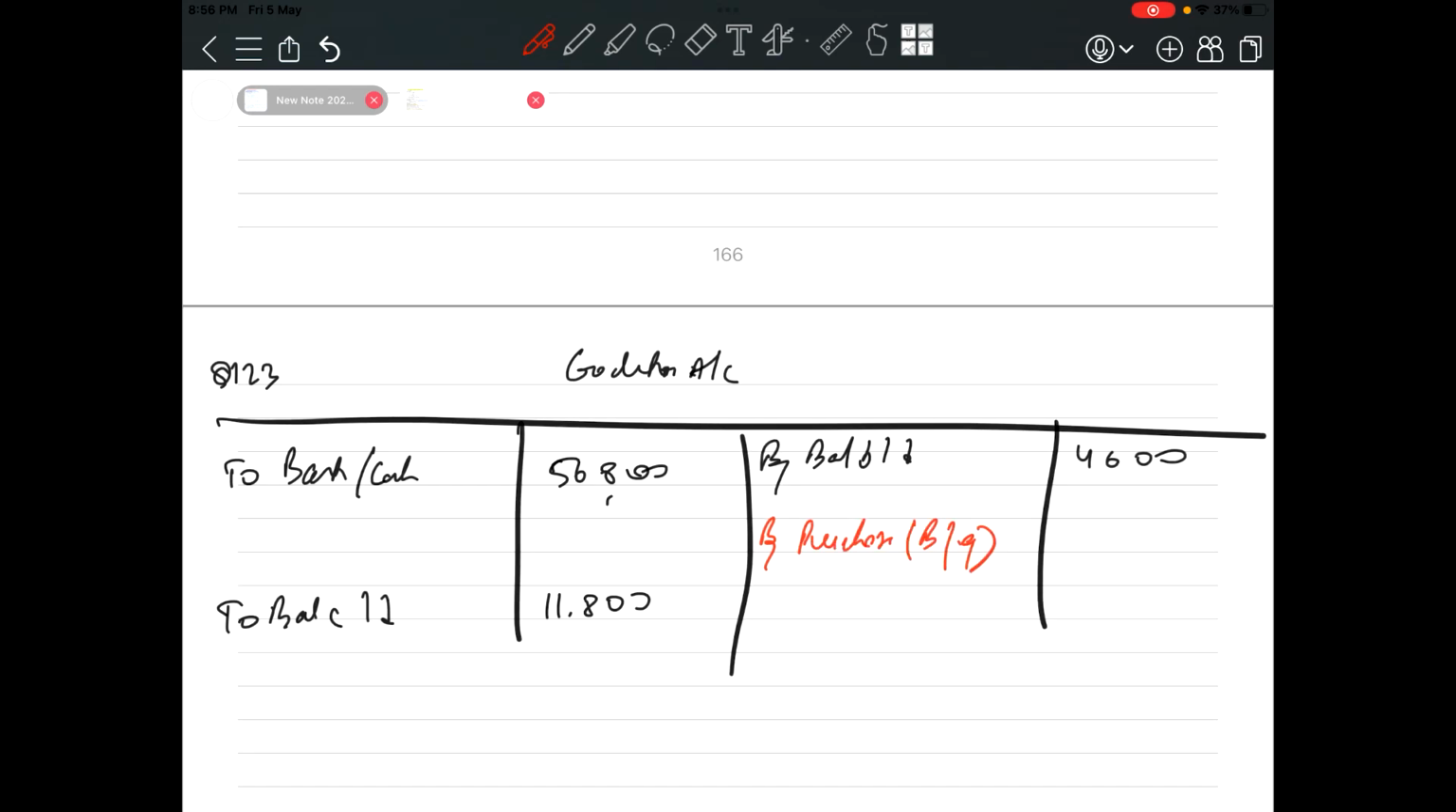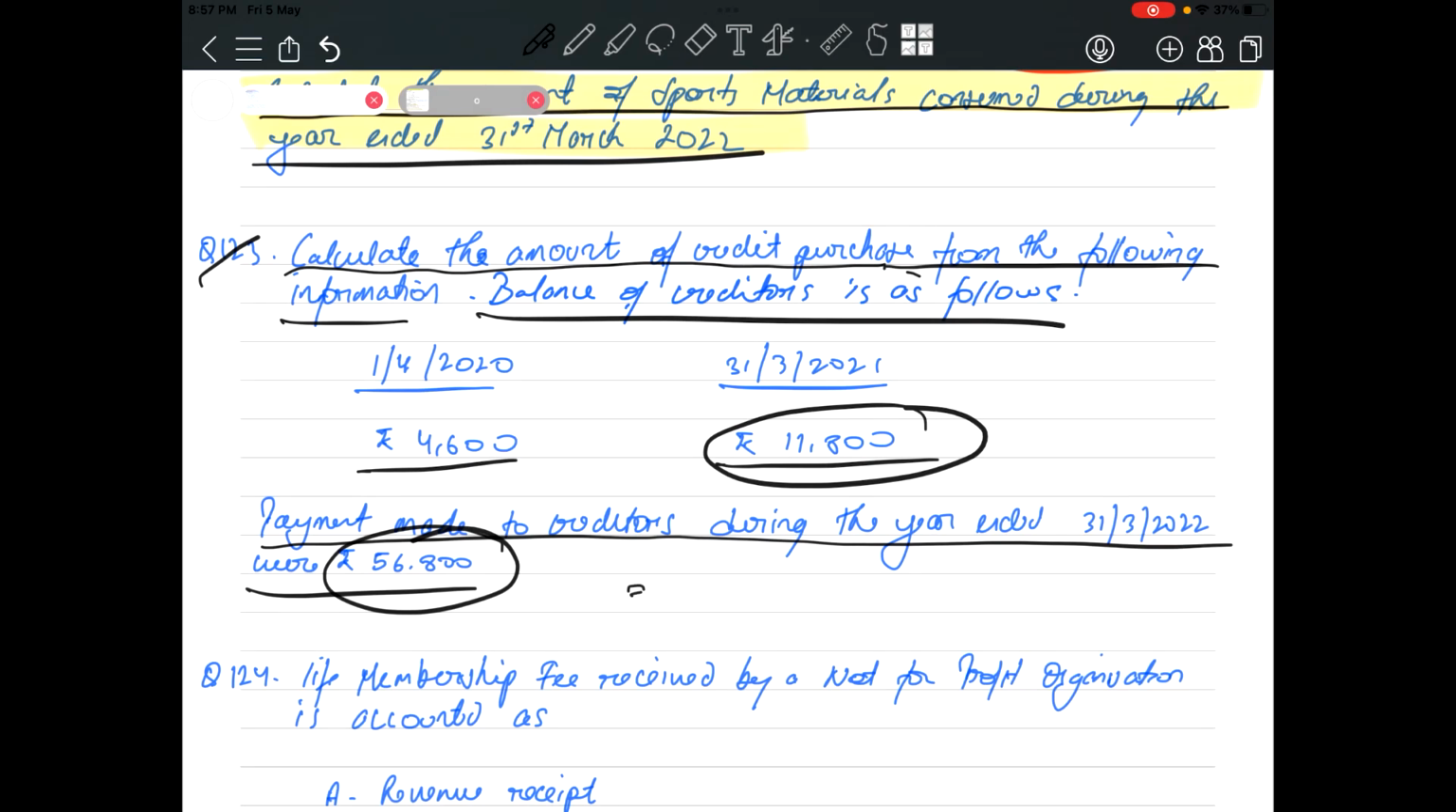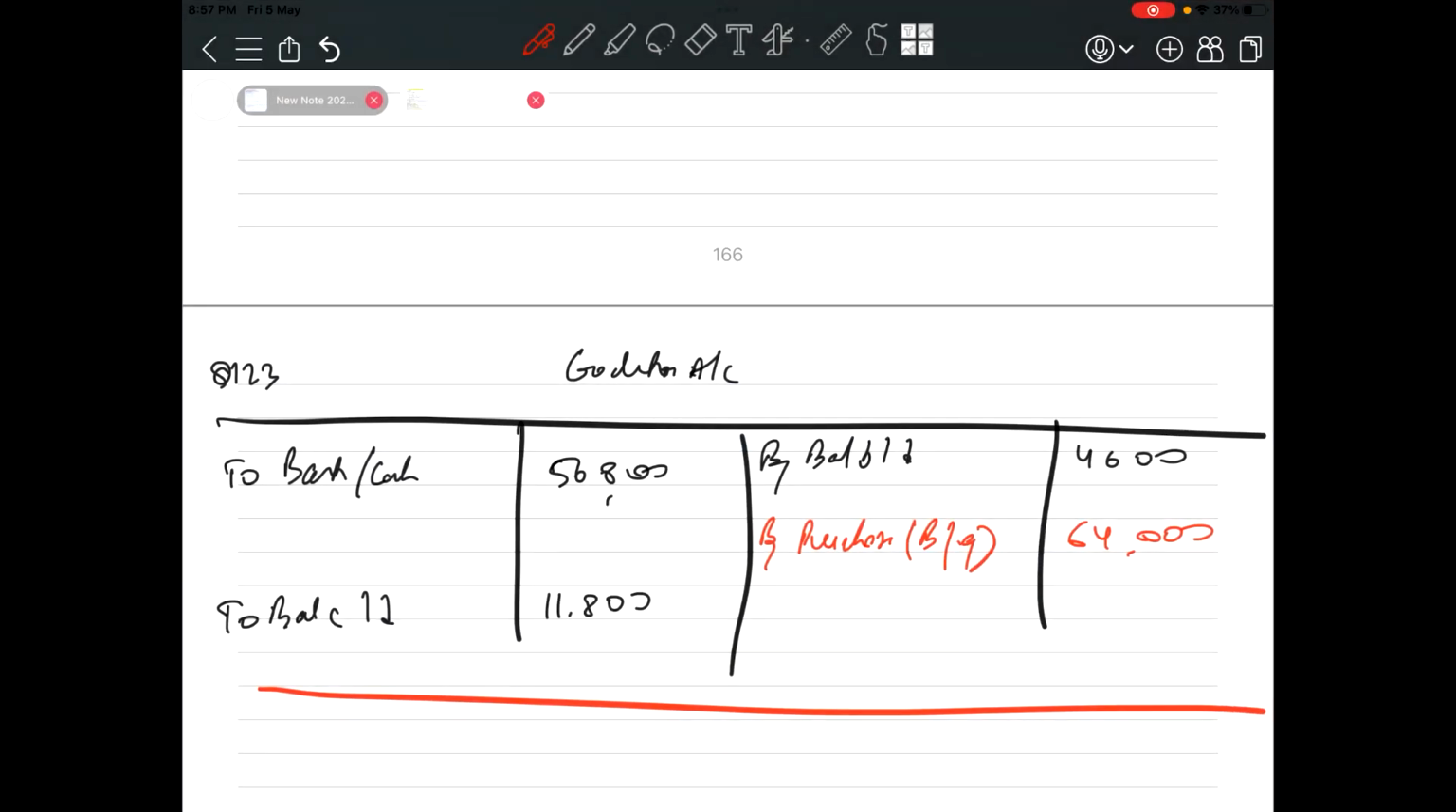So 56,800 plus 11,800 minus 4600 will be our purchase. So the value of purchase will be 64,000. I hope this is clear, simple and easy. So the answer for this is 64,000. It's not necessary to prepare this account.